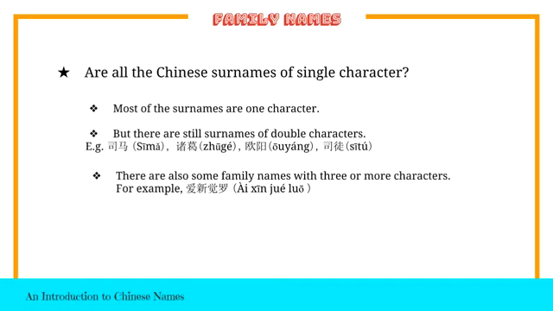One example is Ai Xin Jue Luo. This is a royal family name from the Qing dynasty. Ai Xin Jue Luo. Have you heard of that? Do you happen to know anybody with this surname? Let me know. That can be interesting.